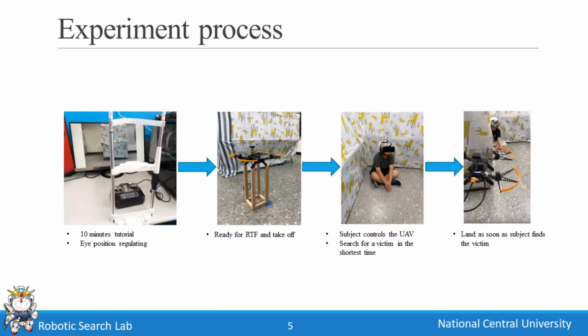How to implement the experiment? First, to ensure the accuracy of the gaze tracker, the human subjects rested their heads on a chin rest. Second, after both the subject and the UAV are ready, the subject controls the UAV via a joystick and searches for a target in the shortest time. Third, when the human sees the target, the subject lands the UAV on the ground to complete the experiment.